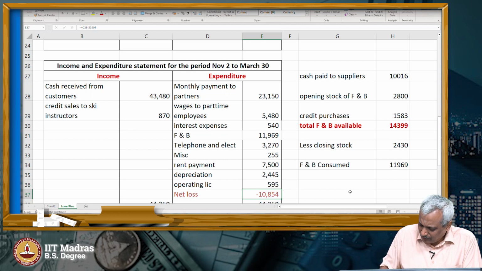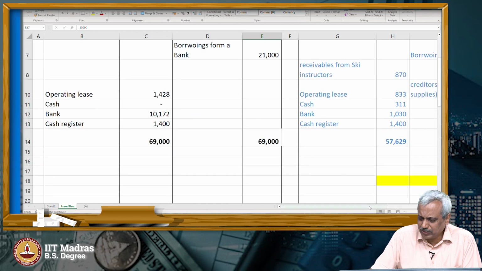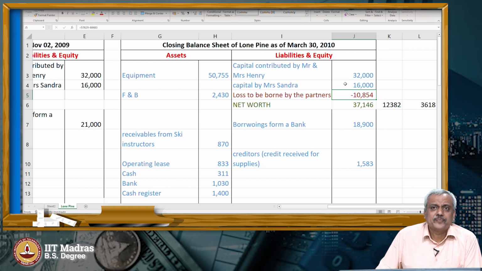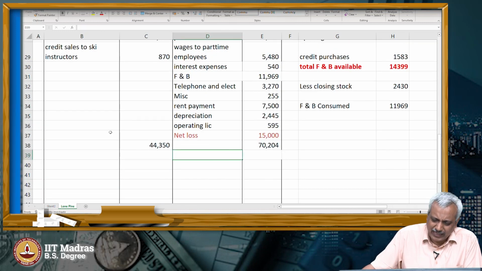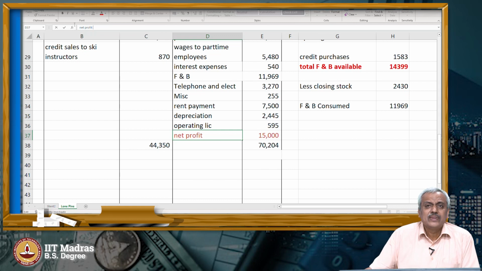Hypothetically, imagine that you had made a profit of $15,000. If you made a profit of $15,000, what will happen? This $15,000 belongs to whom? It belongs to the three partners, the equity shareholders. Now, what can I do? It is not a net loss in this case, it will become a net profit.